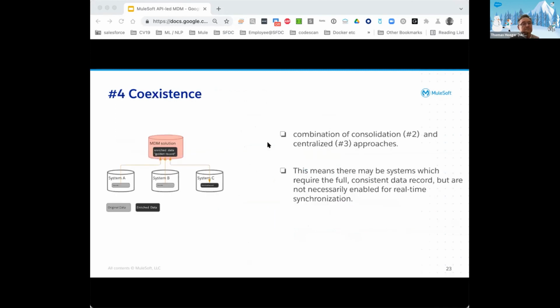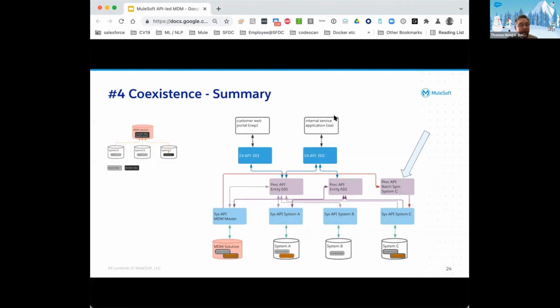There is the last pattern, which is called coexistence. And this is a combination. That means we have systems which just use the MDM solution as a hub, and we have a system which needs to mirror the data but does not have all the necessary APIs for real-time consolidation. In this moment, most of the things we discussed are valid as before. However, there is one new API which we may need to introduce here, which is a batch sync API, which takes the data from the master data management hub and puts it down to system C for updating there. This is the big change here, which we would put into the process layer.